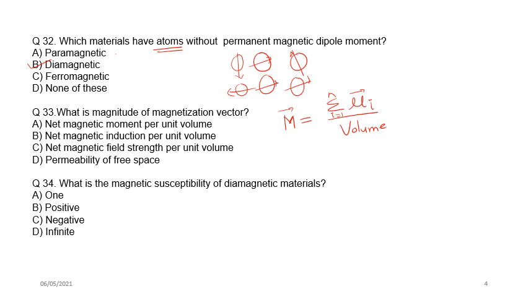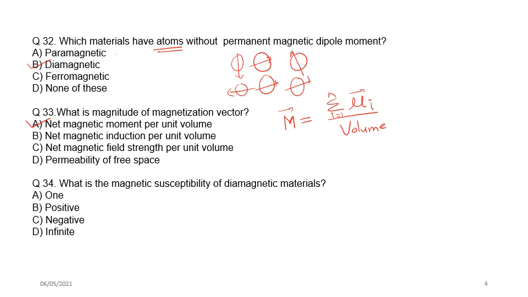So we have to see the definition. Net magnetic moment per unit volume, or net magnetic induction per unit volume, net magnetic field strength per unit volume. So here we will understand that the first option is correct. And permeability of free space is just there to confuse you. So net magnetic moment per unit volume is the correct option.